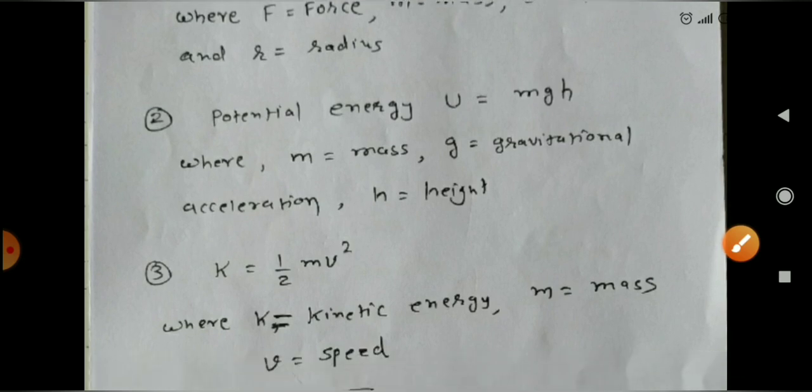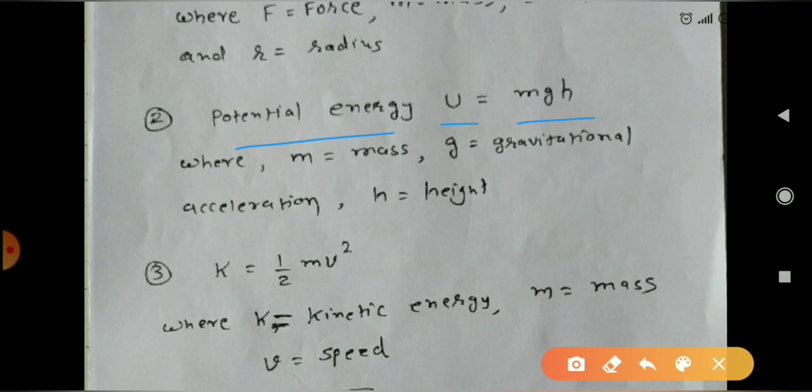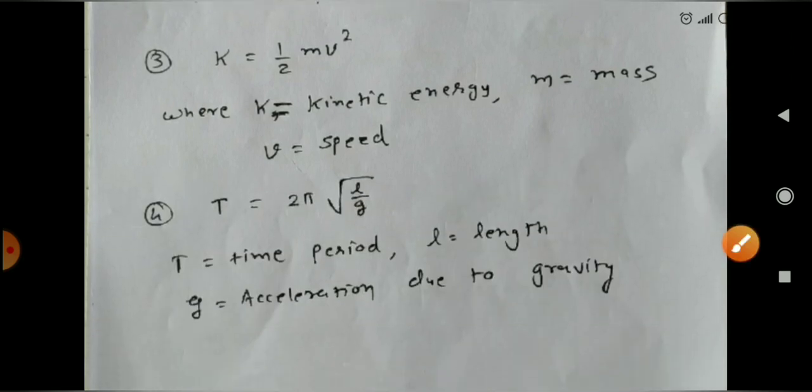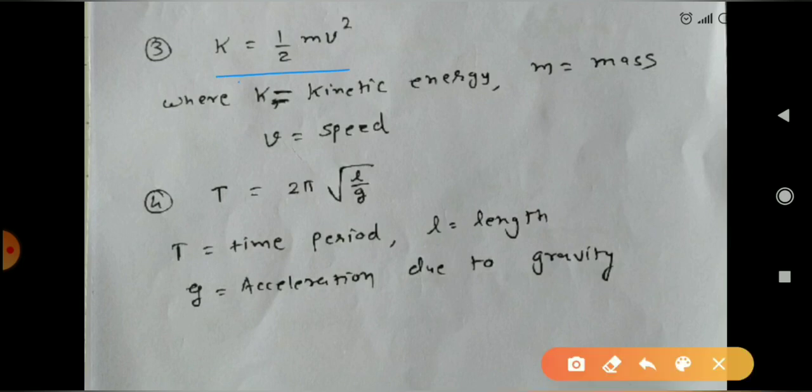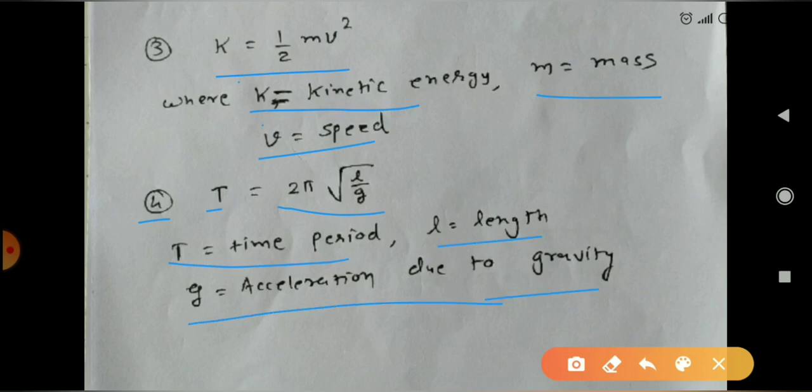Second question is potential energy U equals mgh. Left hand side is U, right hand side is the product of m with g with h, where m is mass, g is gravitational acceleration, and h is height. Third question is K equals half mv square, where K is kinetic energy, m is mass, v is speed. Fourth question is T equals 2 pi under root L upon g, where T is time period, L is length, g is acceleration due to gravity.